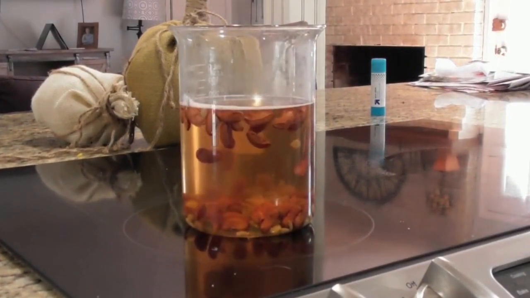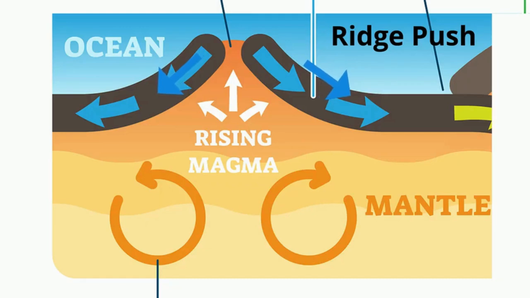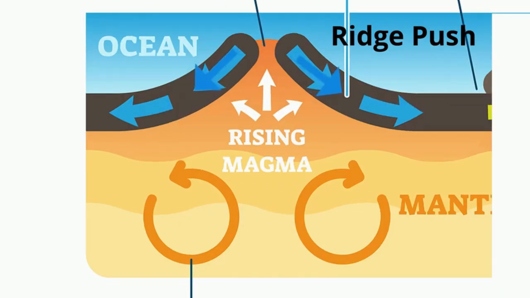Ridge push occurs when newly formed rock at the mid-ocean ridge is warmer and less dense than the older rock. The less dense rock rests on top of the older, more dense rock. As a result, the older rock will slope downward and away from the ridge. This downward force, called ridge push, pushes the plate away from the mid-ocean ridge.